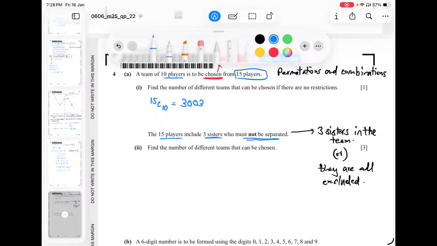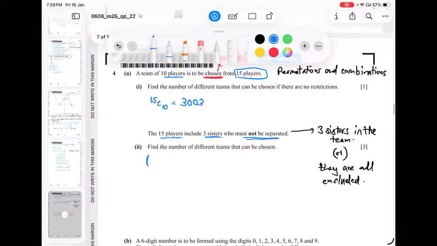So we have two cases over here. For the first case, if you include the 3 sisters, you already chose those 3 sisters, and the remaining players you need to choose is 7 players from 12 players. So that should give you 12 choose 7. So that's basically the first one.